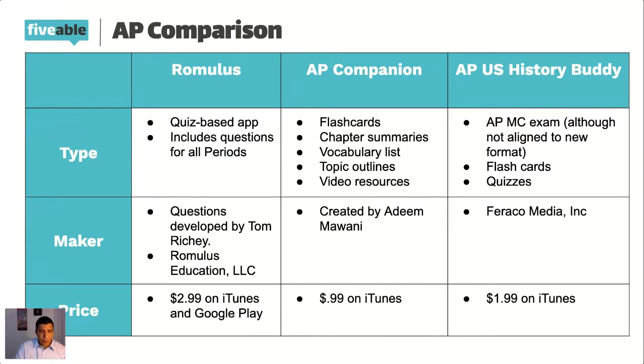Now, I own all three. I really think it's up to you. If you want to get access to as many questions as you can, then I would recommend Romulus and the AP Companion. I actually don't recommend the AP US History Buddy. I think that app still needs to be developed. But if you're tight on money and you just want to save, I would definitely just do the AP Companion. And you can even try it out for free without even buying it.